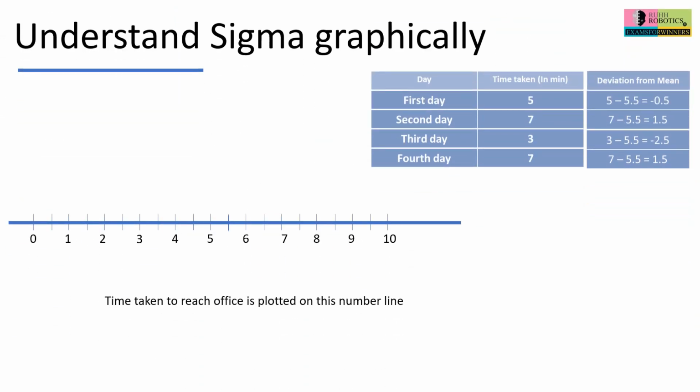Let's understand the standard deviation or sigma value graphically. Let's consider that the time taken to reach the office is plotted on this number line. On the first day you took 5 minutes, the second day you took 7 minutes, the third day you took 3 minutes, and the fourth day you took 7 minutes. The mean of this is 22 divided by 4, which is 5.5.